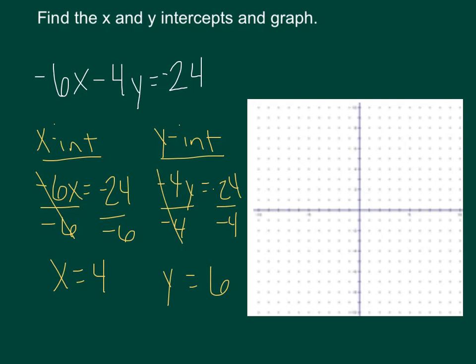Okay, so my x-intercept is 4, so I go right 4. Remember, x is left and right, y is up and down. Y is positive 6, so I go up 6. I have my 2 points, and I make my line.